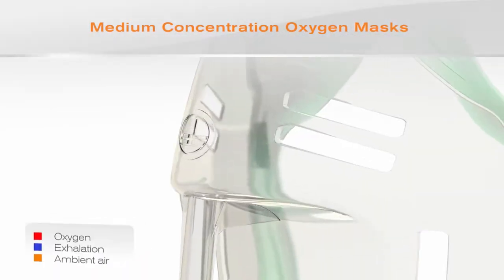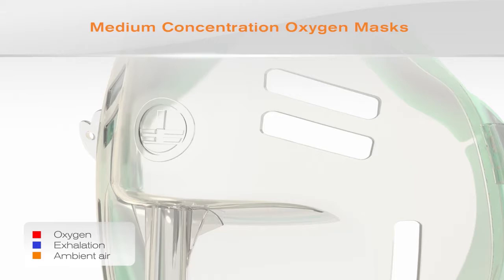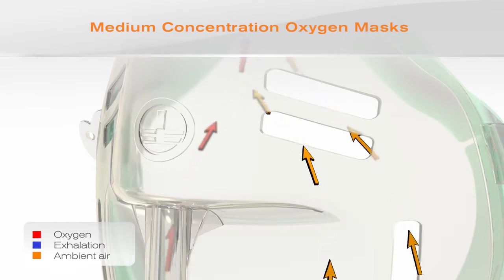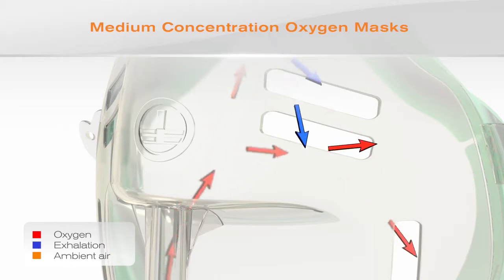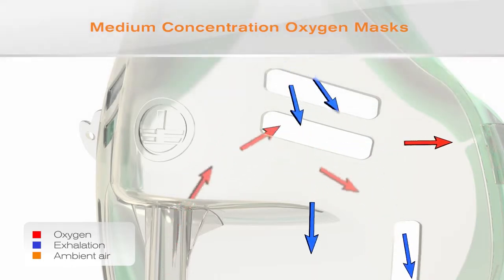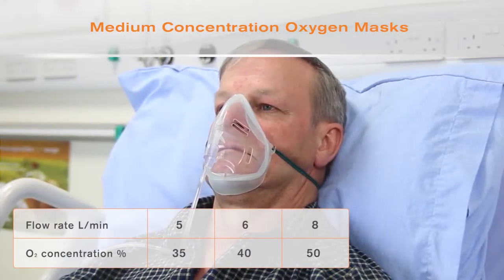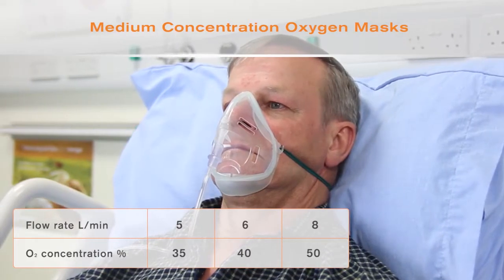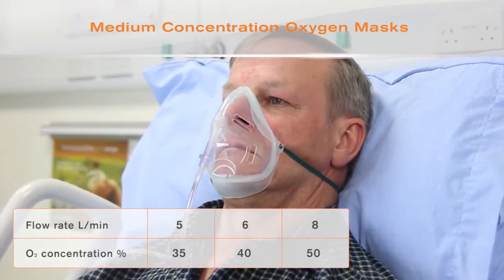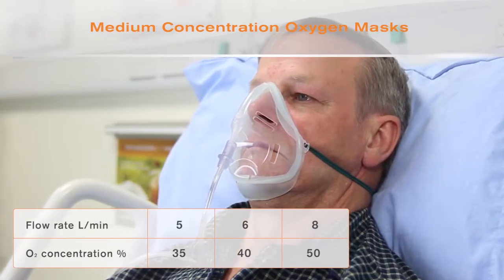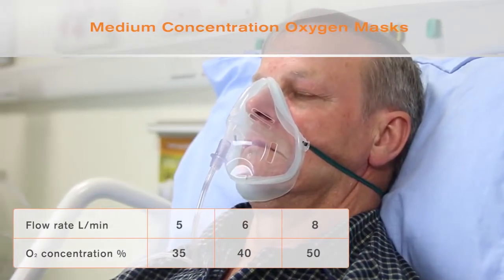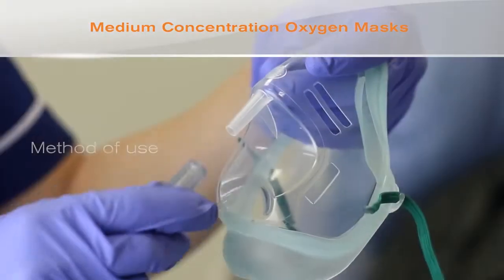The arrows demonstrate the manner in which gases are inhaled and exhaled by the patient. The red arrows represent the oxygen delivered to the mask. The orange arrows represent ambient air, which is drawn in through the mask vents as the patient inhales, and the blue arrows represent exhalation. The concentration of oxygen received by the patient will vary. However, as a guideline, a flow rate of 5 to 8 litres per minute will deliver concentrations between 35 and 50% oxygen to most adult patients.